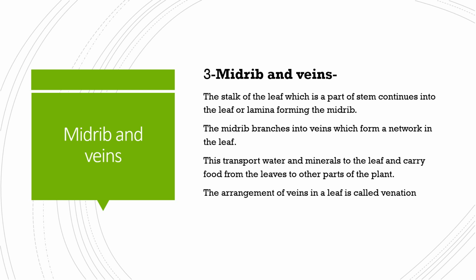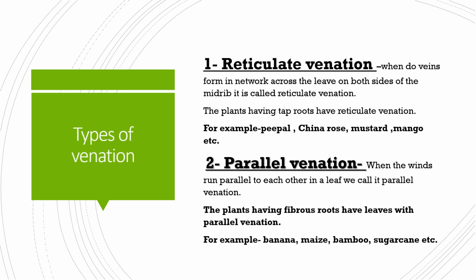The arrangement of veins in a leaf is known as venation. Now, on the basis of it, there are two types of venation. What are these? These are the reticulate venation and the parallel venation. In the case of reticulate venation, the veins form a network across the leaves on both sides of the midrib. For example, peepal, China rose, mustard or mango. Observe the leaves of these plants, you will observe a reticulate venation there.